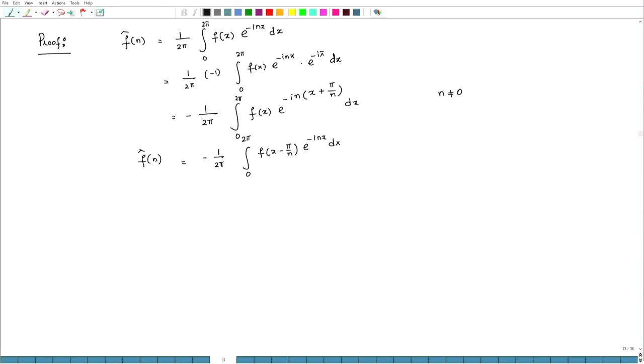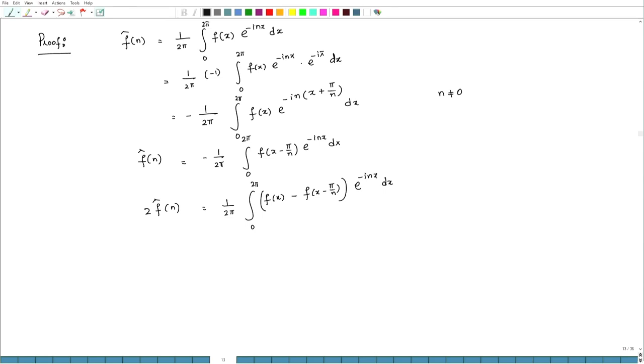Now, if I add these two, then I am going to get 2 f hat of n, which is equal to 1 by 2 pi, integral 0 to 2 pi of f of x minus f of x minus pi by n, e to the power minus i n x dx.